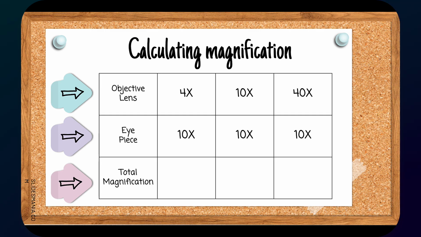If we're using the low power objective lens right here, we would say 4 times 10 gives us a total magnification of 40 times. With the medium power, it's 10 times 10, so we have 100. And with the high power, we have 40 times 10 or 400 times.